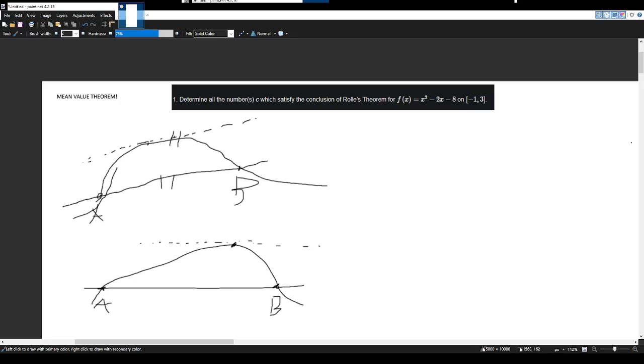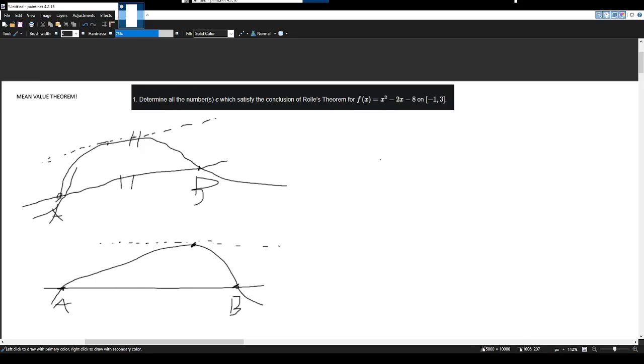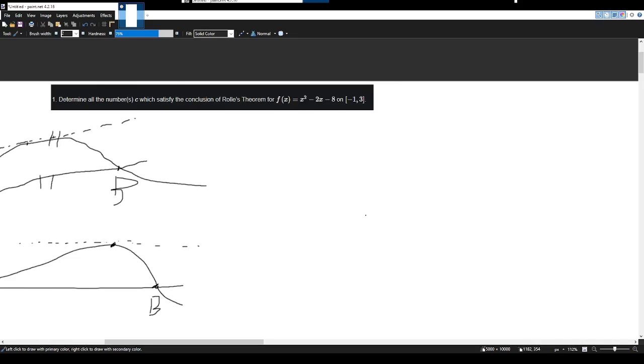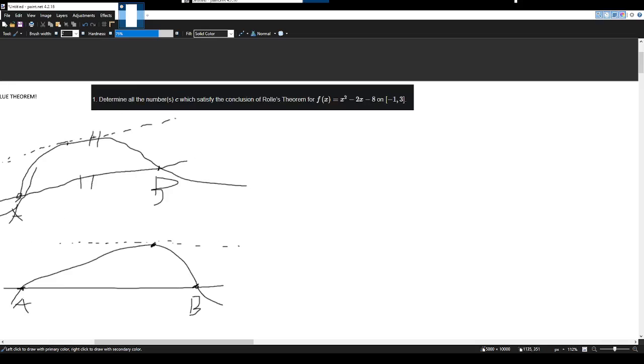So first, let's just make sure that we can actually use Rolle's theorem. We know that we can use it because this is obviously a polynomial, a parabola of some sort. So we know that it's going to be smooth and differentiable. We don't have to worry about all that. But for Rolle's theorem, we need f of A and f of B to be the same. In this case, -1 is A and 3 is B. So basically, f of A has to equal f of B.